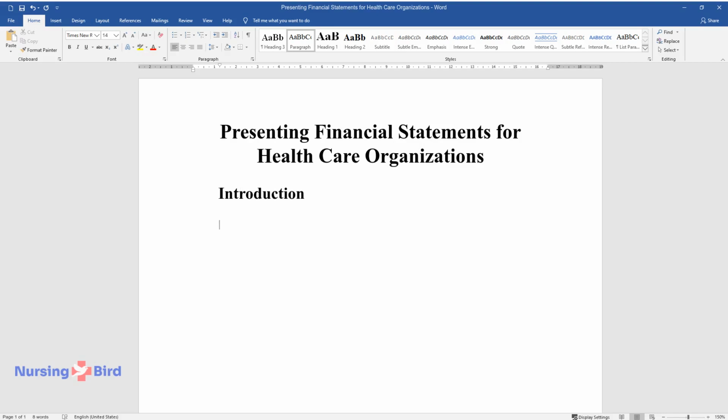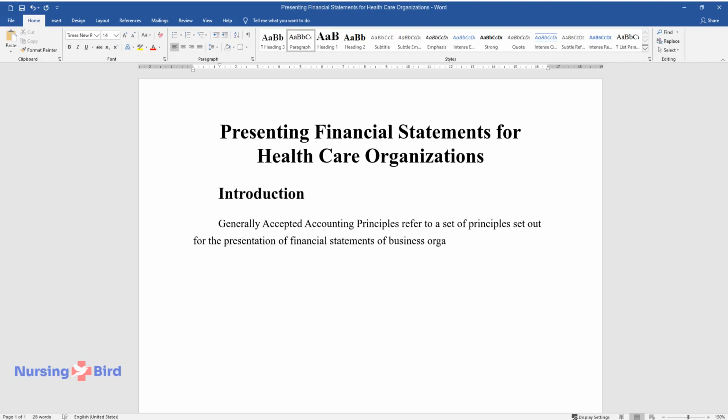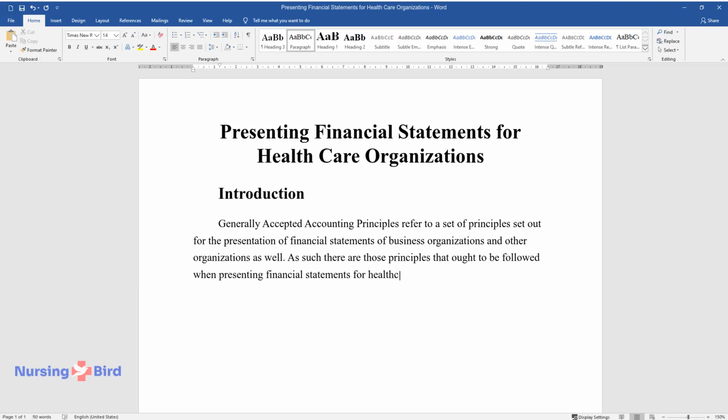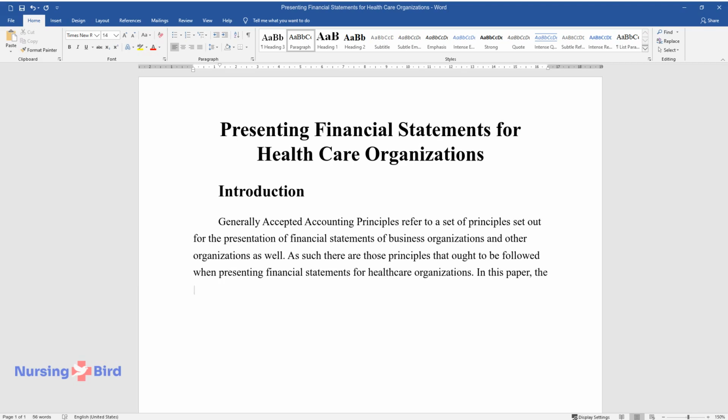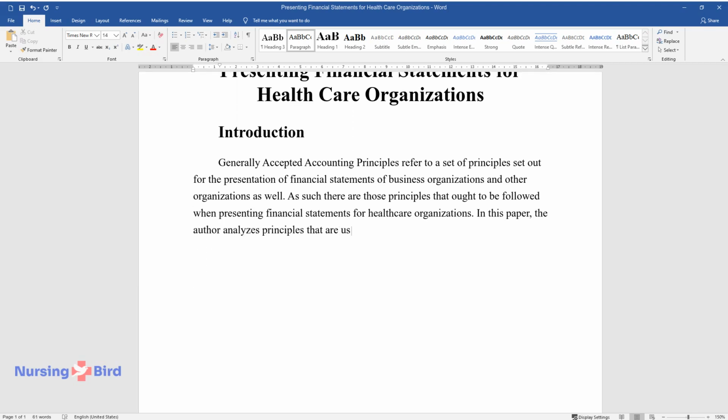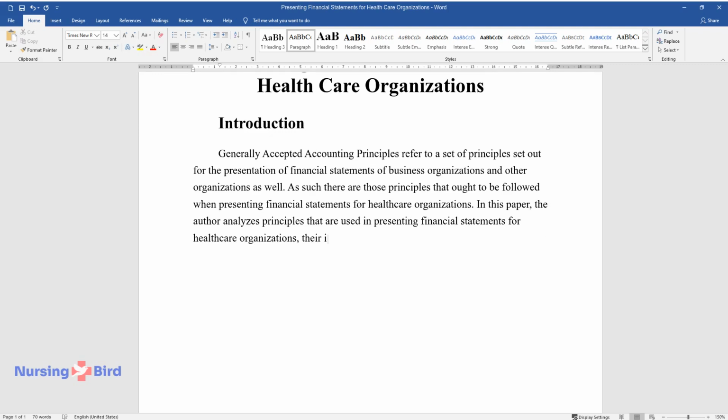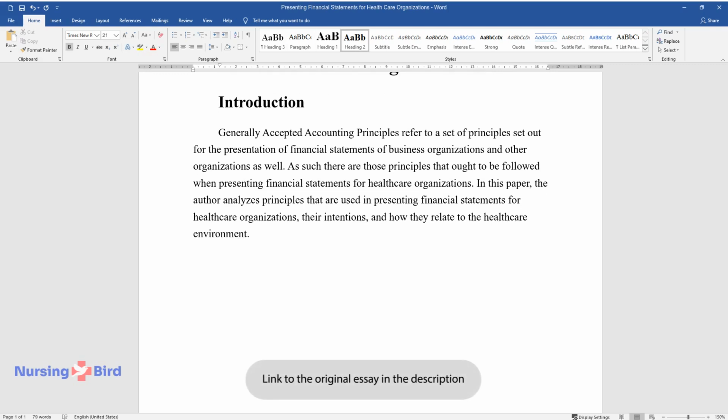Introduction. Generally accepted accounting principles refer to a set of principles set out for the presentation of financial statements of business organizations and other organizations as well. As such, there are those principles that ought to be followed when presenting financial statements for healthcare organizations. In this paper, the author analyzes principles that are used in presenting financial statements for healthcare organizations, their intentions, and how they relate to the healthcare environment.